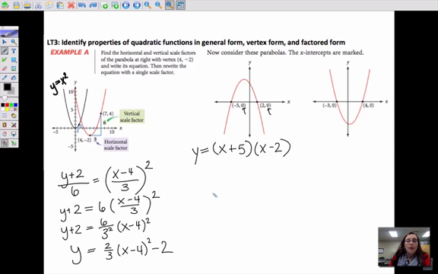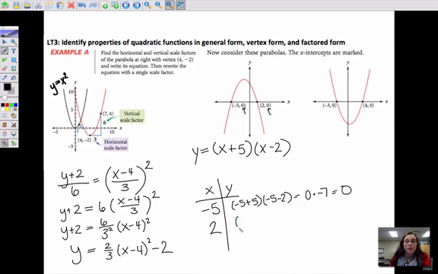So for example, if I was to put in a negative 5 to find y, I would do negative 5 plus 5 times negative 5 minus 2, which would just be 0 times negative 7, which would give me my y of 0. And if I was to put a positive 2 in for x as well, it wouldn't matter that the first term was 2 plus 5, because the second term is 2 minus 2, so that'd be 7 times 0, which just gets me my 0 for the y. So as you can see, I've got my 2 points, negative 5, 0 here, and 2, 0 here.